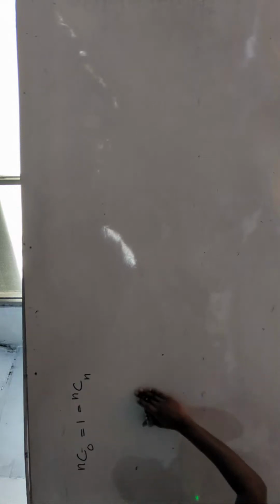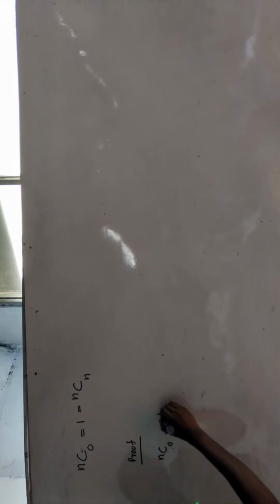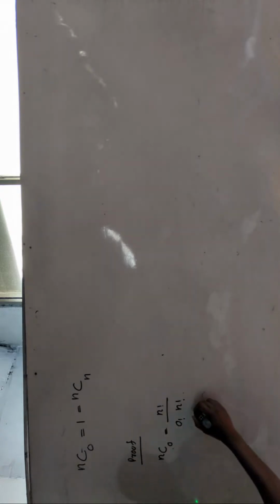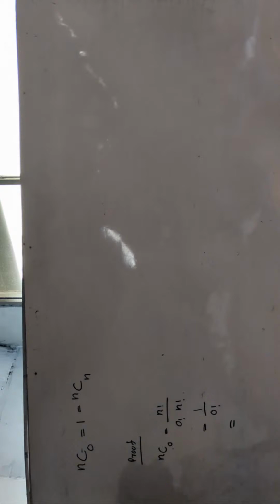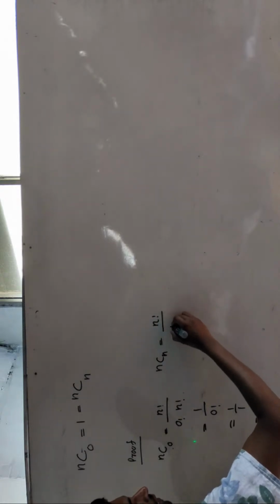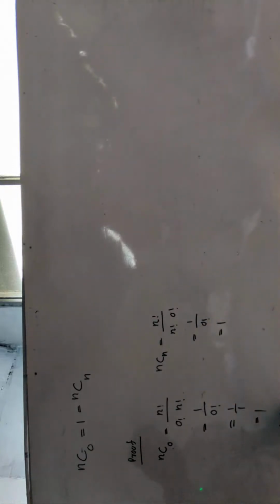Right. So this is the proof. You can see here the proof. nC0 means factorial n over factorial 0 times factorial n. So that means 1 over factorial 0. What is factorial 0? Okay, 1 over 1, that is equal to 1. nCn similarly, factorial n over factorial n, factorial 0. Then 1 over factorial 0 is 1. So that means nC0 is equal to nCn. So just like that, we can do the proof. Write down the proof.